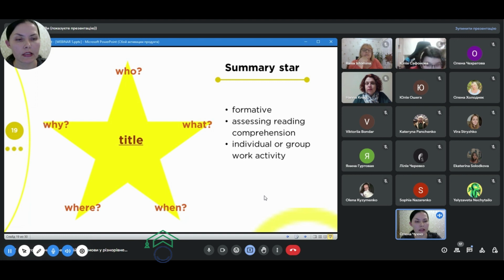So how can you organize this activity after your students have finished listening to a text, or reading, for example, a novel? You can ask them to write the title in the middle and answer 5 special questions: who the characters are, what they were doing, when it happened, where it happened, and why something went wrong, for example. Yeah, you can modify this star by asking any other questions. This technique helps summarize the information from the reading text or audio. Okay.